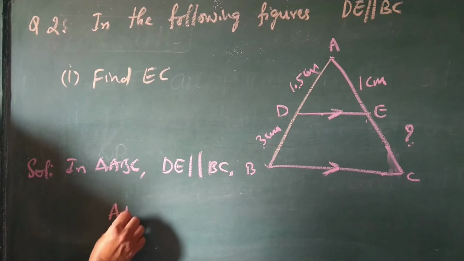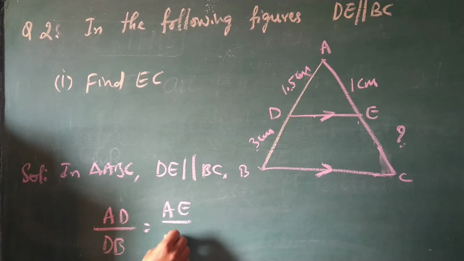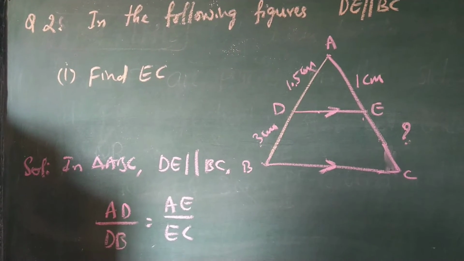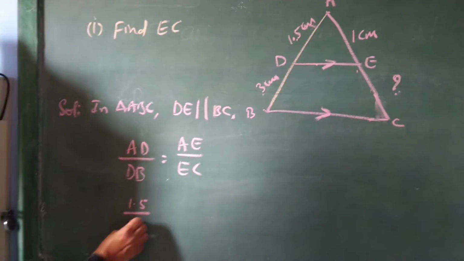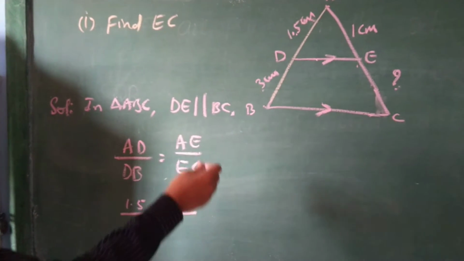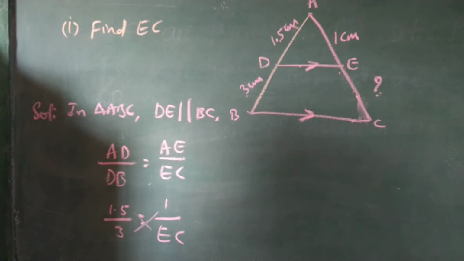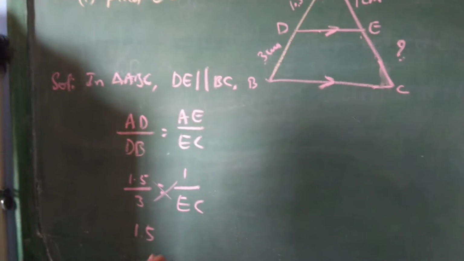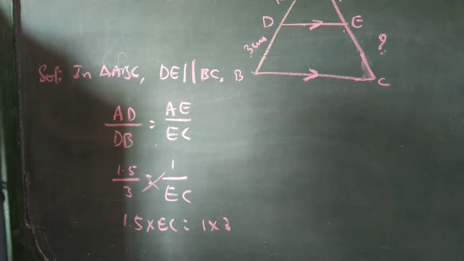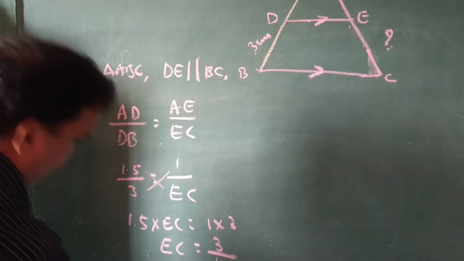Then AD by DB is equal to AE by EC. AD is 1.5 centimeters by DB is 3 centimeters, AE is equal to 1 centimeter. Next, you have to find EC. EC is not given. You do a cross multiplication: 1.5 into EC is equal to 1 into 3. EC is equal to 3 by 1.5.